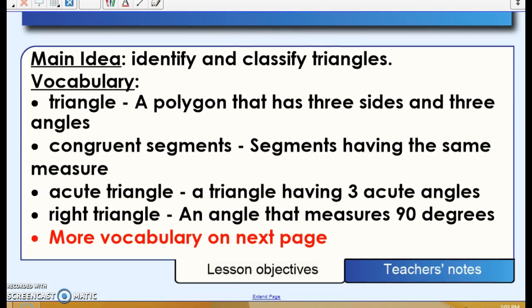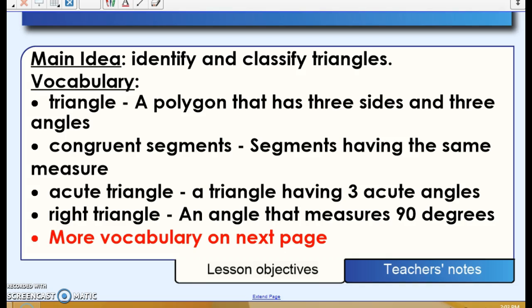So a triangle is a polygon that has three sides and three angles, and they measure 180 degrees. Congruent segments means when the segments are exactly the same measurement. Acute angle we talked about a few sections ago. So acute means less than 90 degrees. So if you have a triangle that has three angles that are less than 90 degrees.